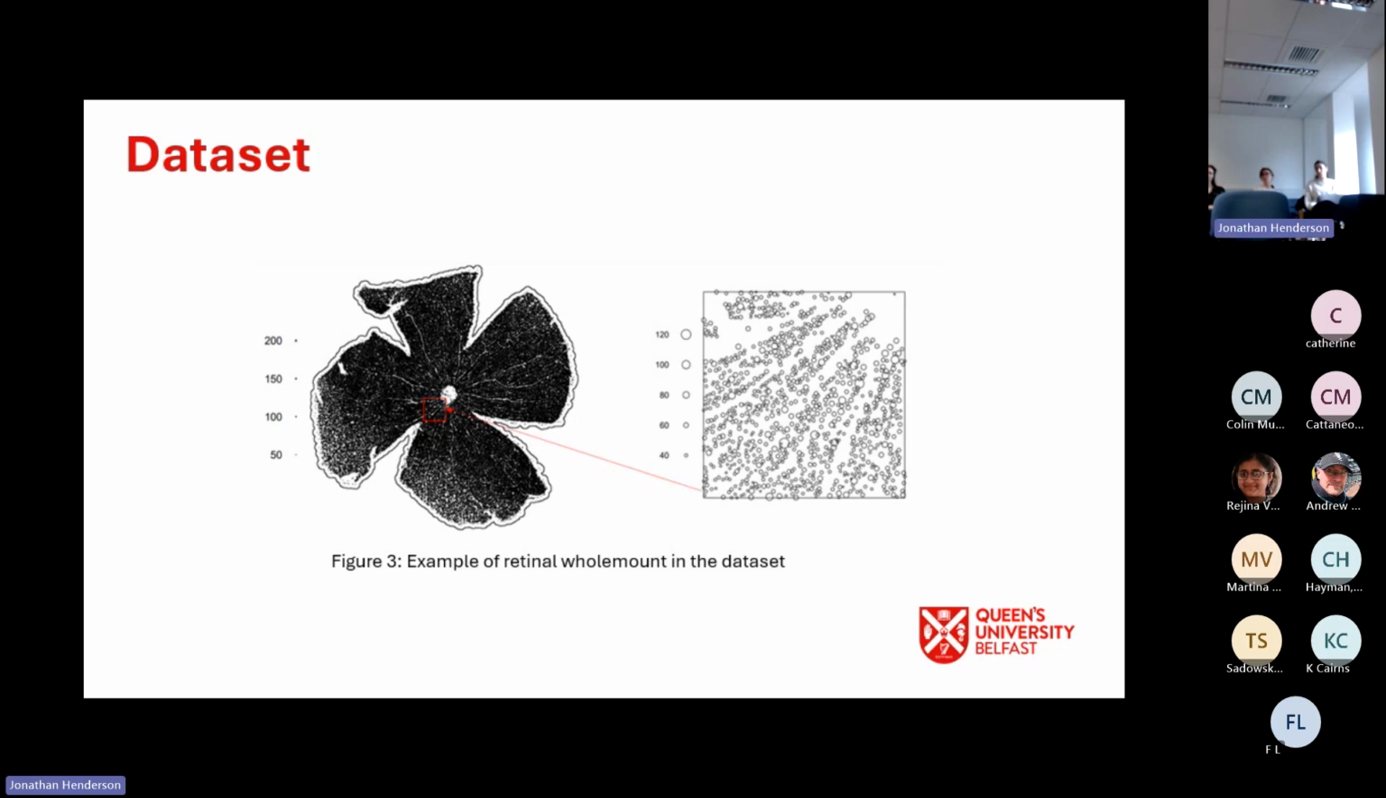But why we use mice is essentially because this is the closest animal that we can get to human retina. Their density and structure is closely related, and the way the cells are lost is actually closely related to how it's lost in humans.